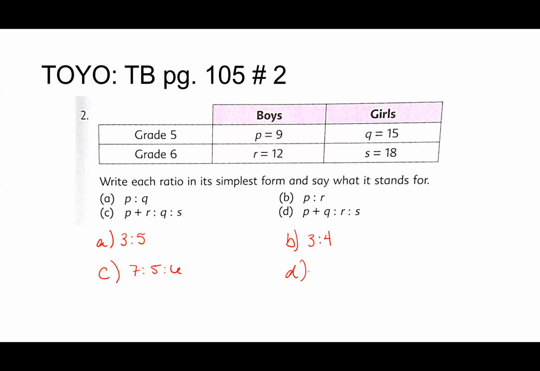How about letter D? P plus Q compared to R to S. Alda, what did you have on that one? I got 4 to 3. That is correct. Great job. How are we feeling about ratios, you guys? Okay. Yeah, you guys are rocking it.